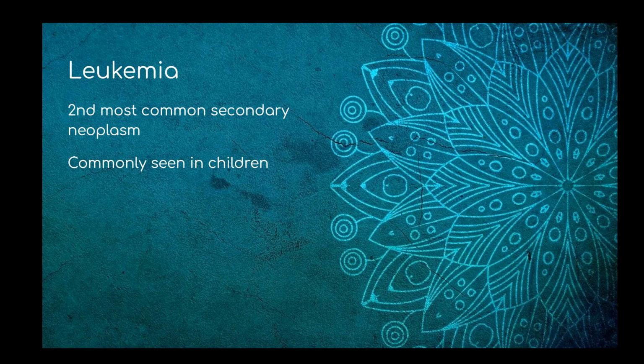Leukemia then is another blood cancer that can affect the testicles. It is more commonly going to affect the testicles in children, and it's the second most common secondary neoplasm. So as far as metastases go, leukemia is the second most common one to send to the testicles. Lymphoma is the first.